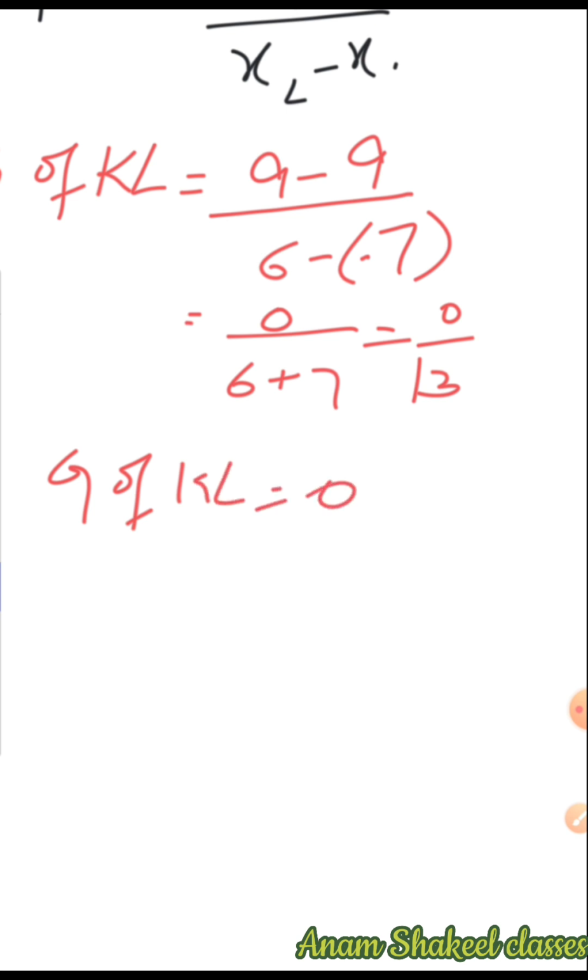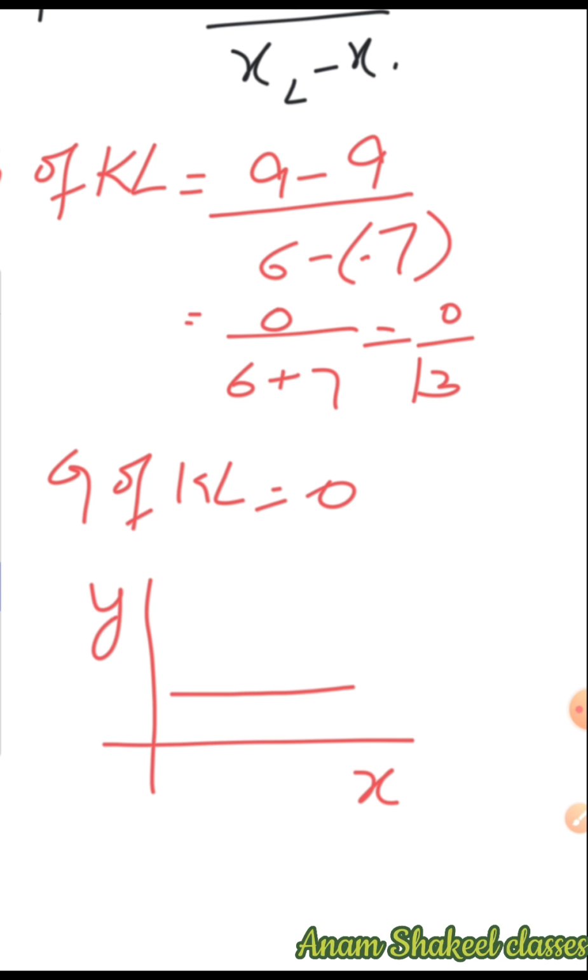What did we just learn about when the gradient of a line is 0? When we have a line which is parallel to the x-axis, the gradient of that line will always be 0. We can say that this KL is parallel to the x-axis at some value of y, so this line has gradient 0. So these are the basic concepts. I hope you understand this.